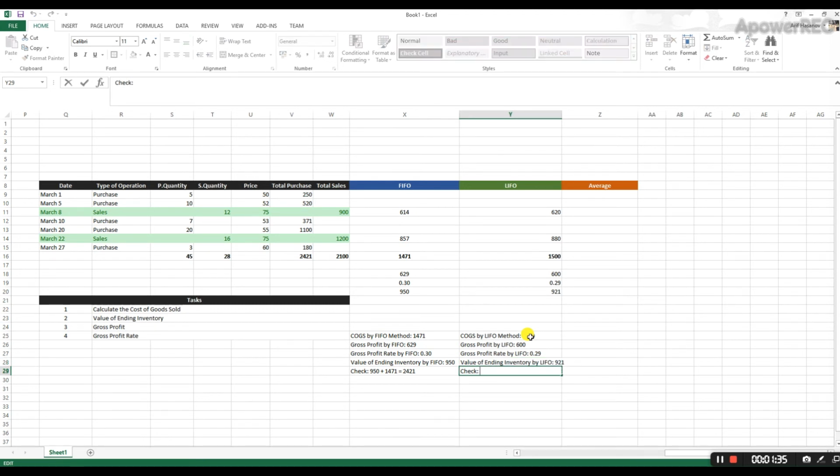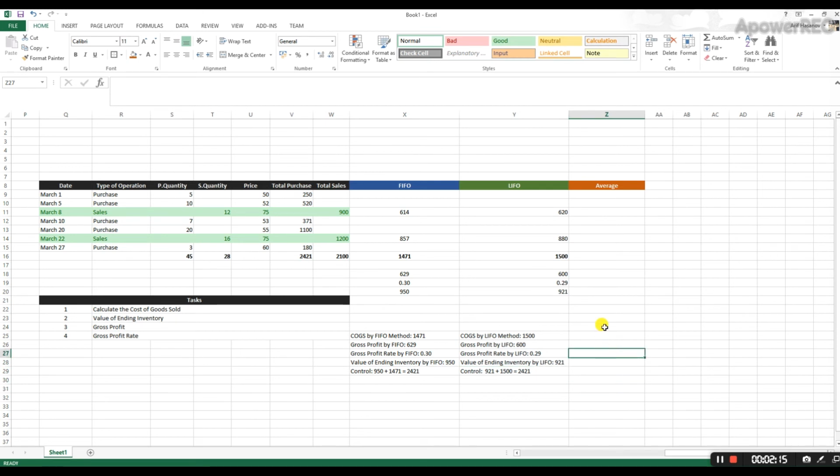And check: cost of goods sold plus ending inventory. So ending inventory plus cost of goods sold is equal to 2,421. We can check it. 921 plus this. This is equal, yes. Then your control is good. We can call it check, or control. It doesn't matter. It just shows that you understood the concept, so you do it perfectly.